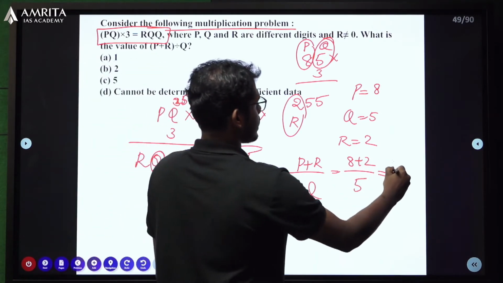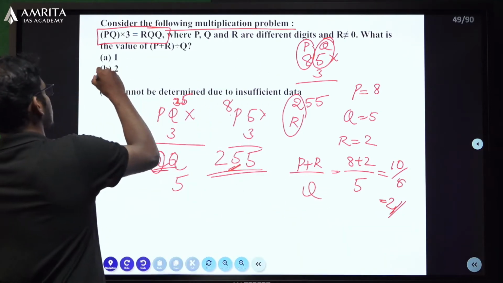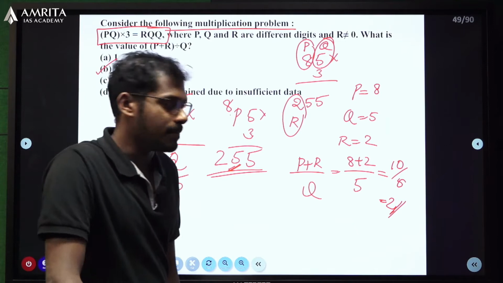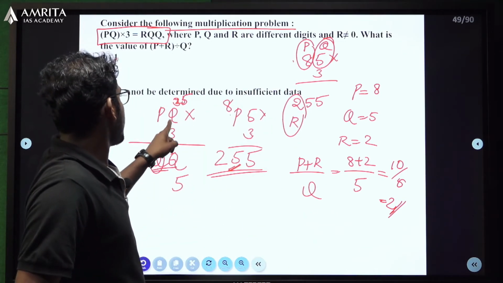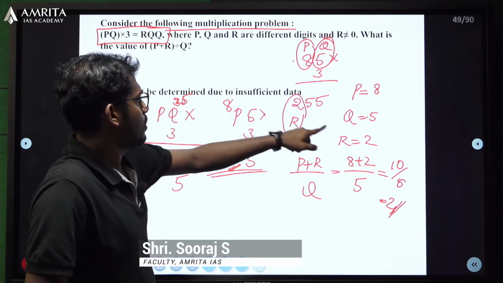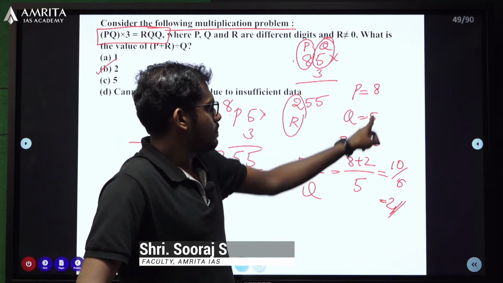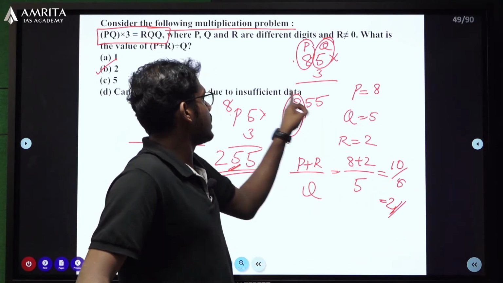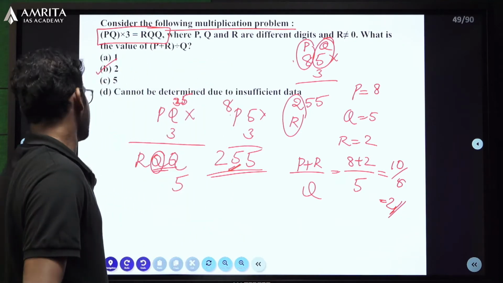Yes, 8 plus 2 is 10, 10 divided by 5, the value is 2. So, the answer is option B, clear. P has a value of 8, Q has a value of 5, R has a value of 2. So, P plus R, 8 plus 2 is 10, divided by Q which is 5, 10 by 5 is equal to 2, clear, simple question.